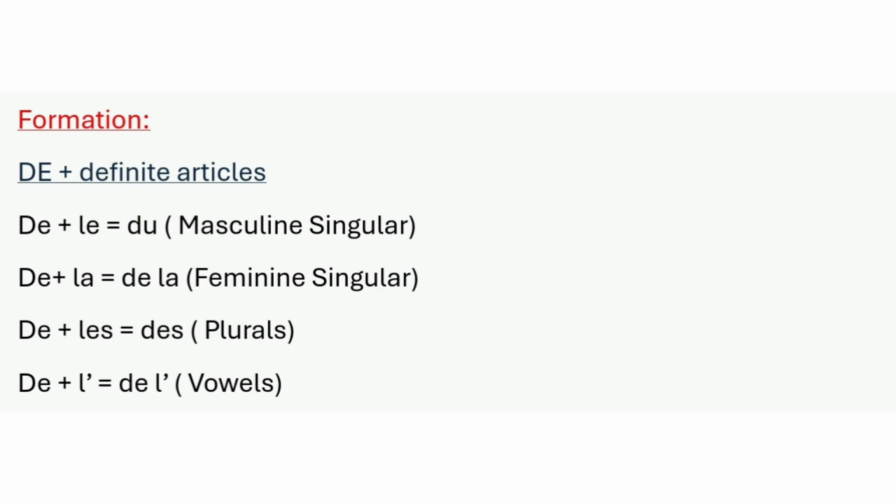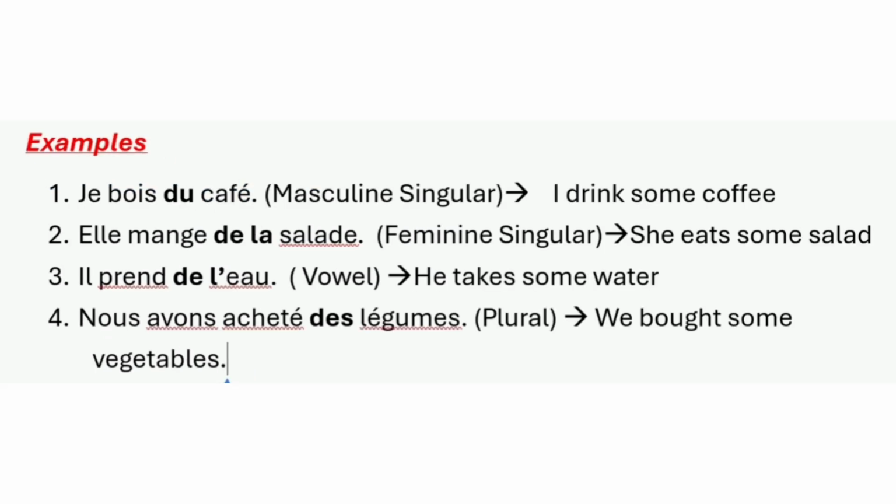Then let us look at the examples. The first one, je bois du café. What does it mean? I drink some coffee. Coffee is masculine, therefore we have placed du café. Second one, elle mange de la salade. She eats some salad. Salad here is feminine singular, therefore we have placed de la.